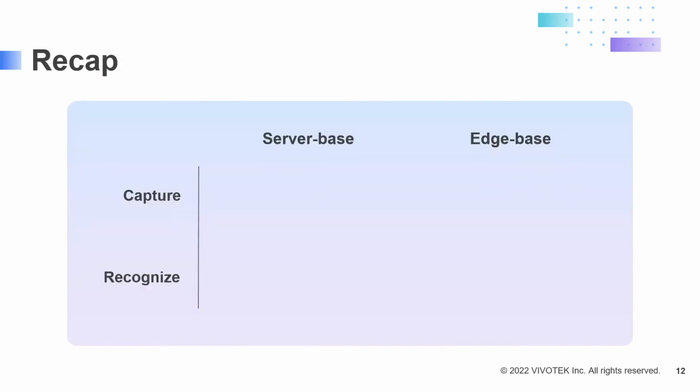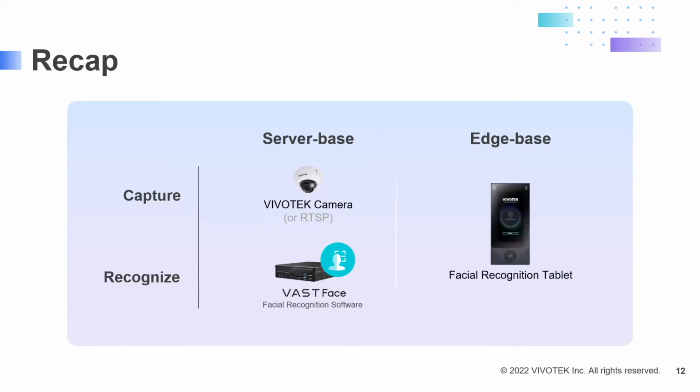So for a quick recap, the server-based approach utilizes a network camera for capturing the video. This video is usually sent in the form of an RTSP stream to a second piece of facial recognition software that does the recognition. And on the other side, the edge-based approach utilizes a single device, usually in the form of a tablet or a camera, that processes both capturing and recognition.